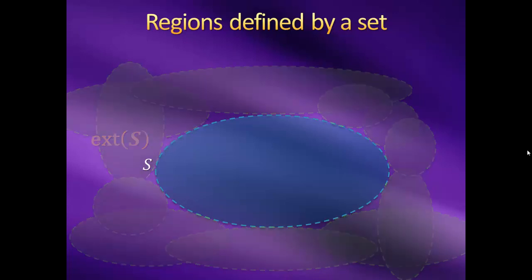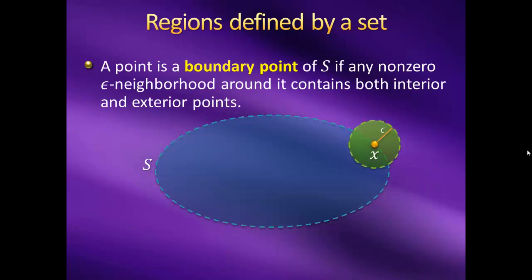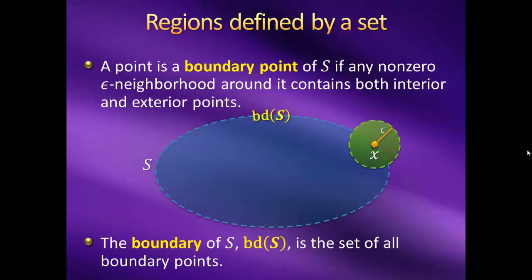Finally, let's talk about the boundary. A point is a boundary point of S if any non-zero epsilon neighborhood around it, no matter how small, must contain both points inside the set and points outside the set. In other words, it must contain both interior points and exterior points. Then the boundary of the set, which we would write as BD of S, is just the set of all boundary points. The boundary gives us yet another way to easily characterize open sets as well as closed sets.